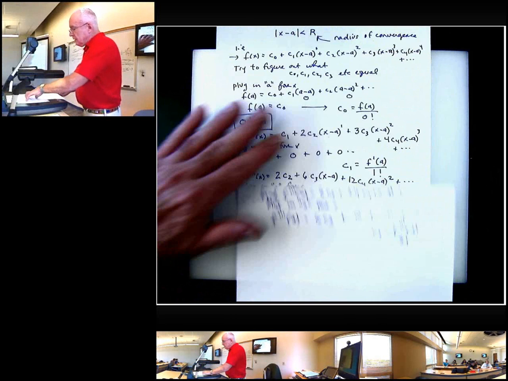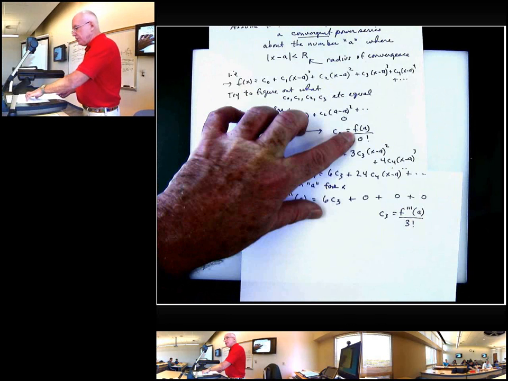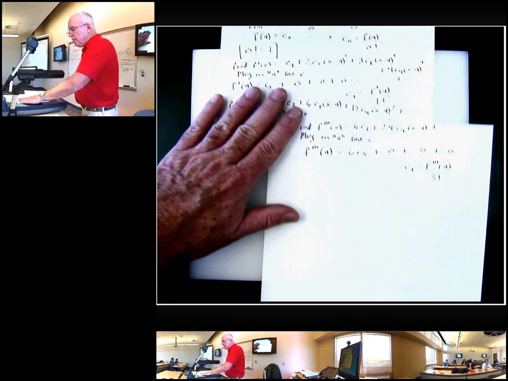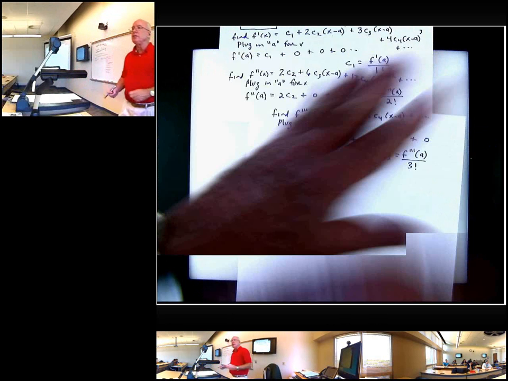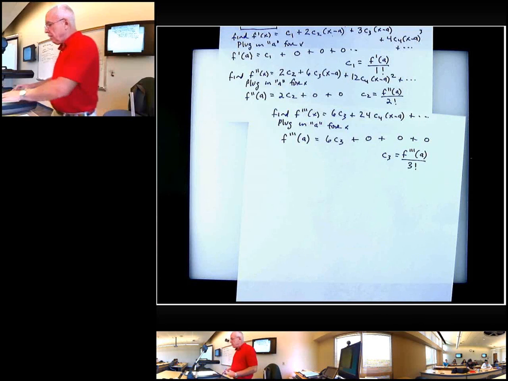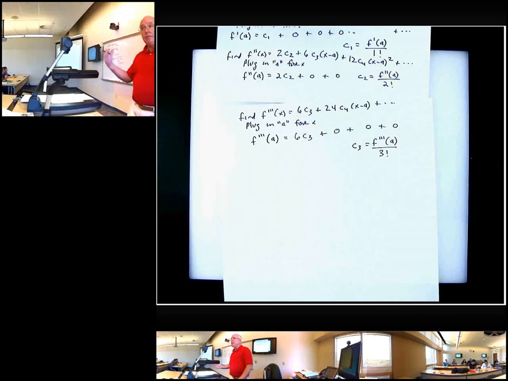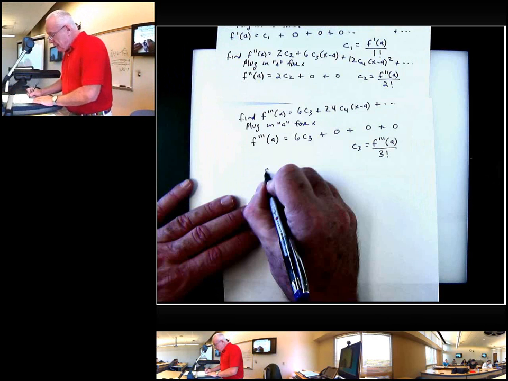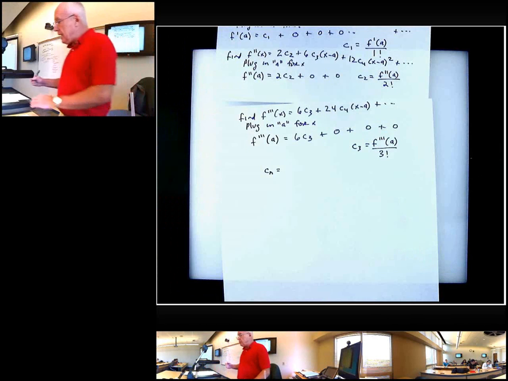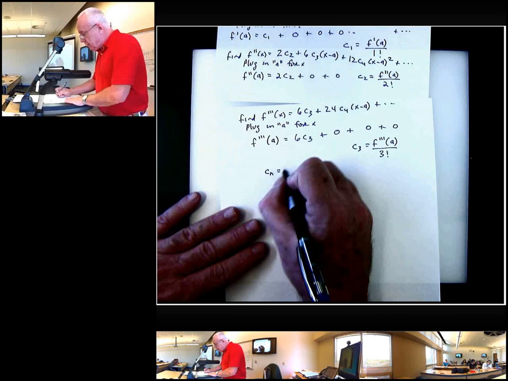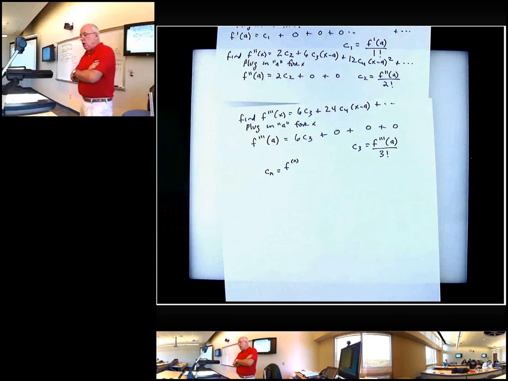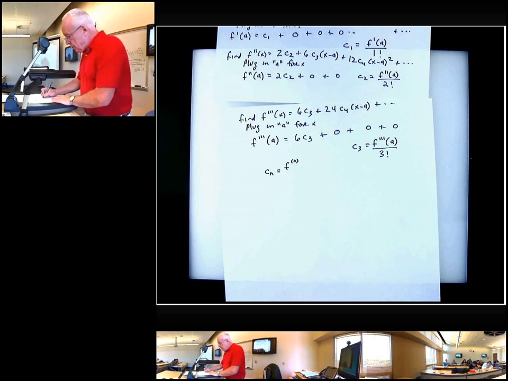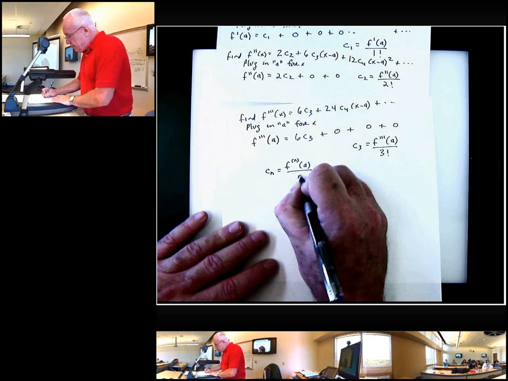Okay, so this is what we have here. We have C naught is our original function at a divided by 0 factorial. C1 is the first derivative at a divided by 1 factorial. C2 is the second derivative at a divided by 2 factorial. C3 is the third derivative at a divided by 3 factorial. So hopefully we can see a pattern here that the nth coefficient, Cn, is going to be the nth derivative. So this is the way I would represent it, f with that superscript n in parentheses, the nth derivative evaluated at a divided by n factorial.